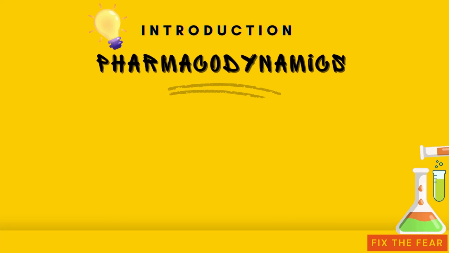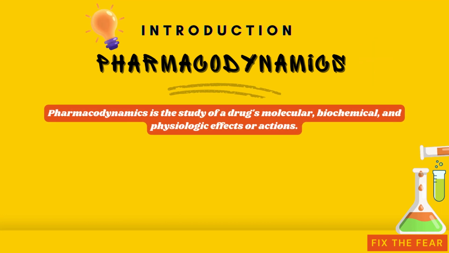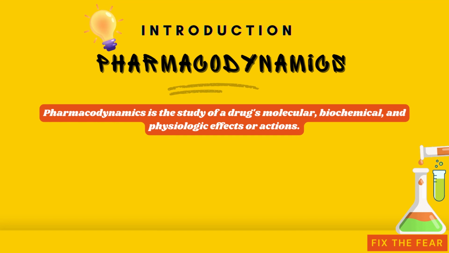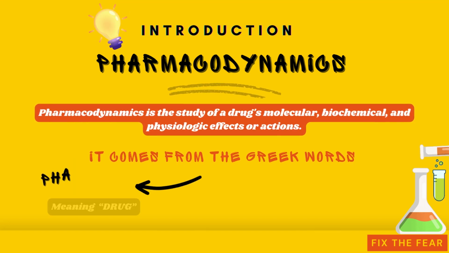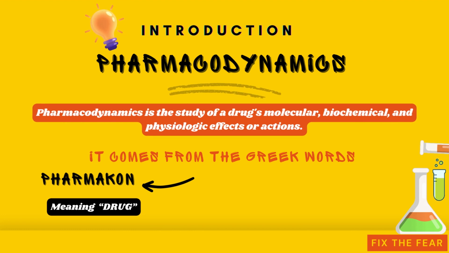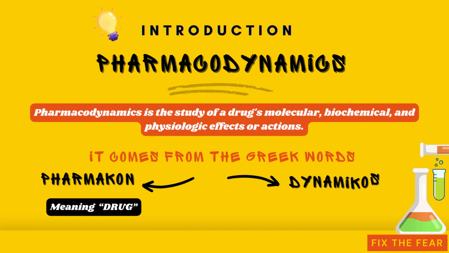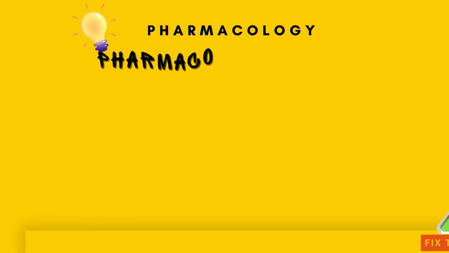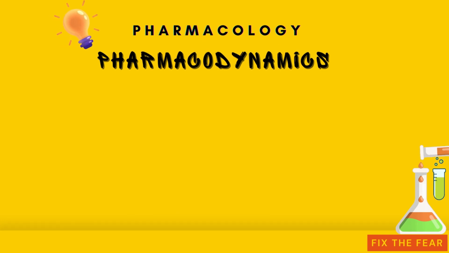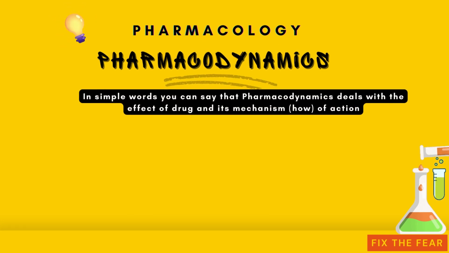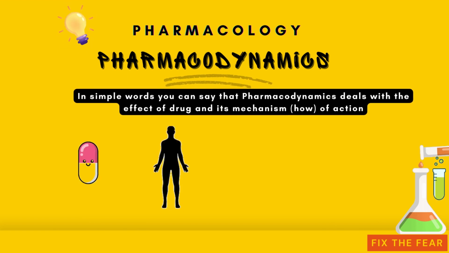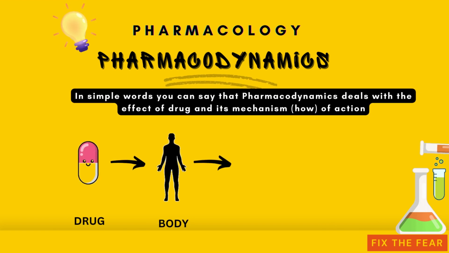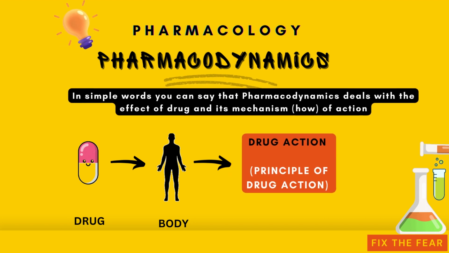What is pharmacodynamics? It is the study of a drug's molecular, biochemical, and physiologic effects or actions. Pharmacodynamics comes from the Greek words pharmakon, meaning drug, and dynamikos, meaning power. In order to understand pharmacodynamics, we can say that it deals with the effect of a drug and its mechanism of action. When a drug is administered in the body, it undergoes some drug actions.